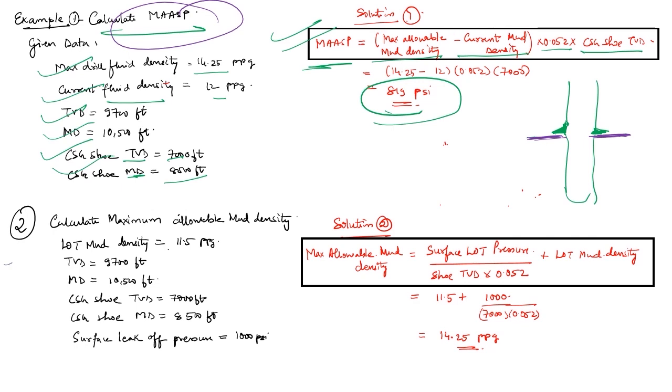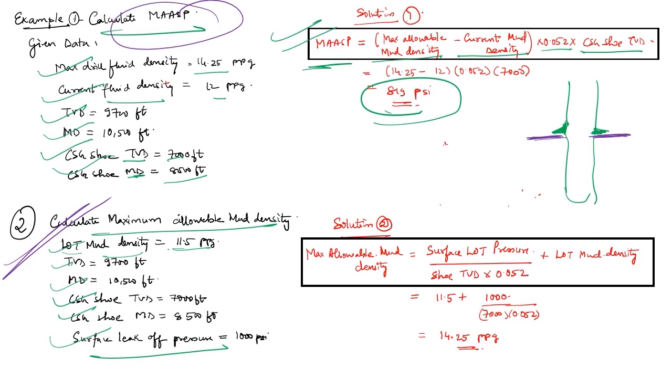Now coming to part 2 of the question. In part 2 we need to find out the maximum allowable mud density. Over here the data given are LOT or leak off test mud density is 11.5 pound per gallon, TVD, measured depth, casing shoe TVD, casing shoe measured depth, and the surface leak off pressure is given.